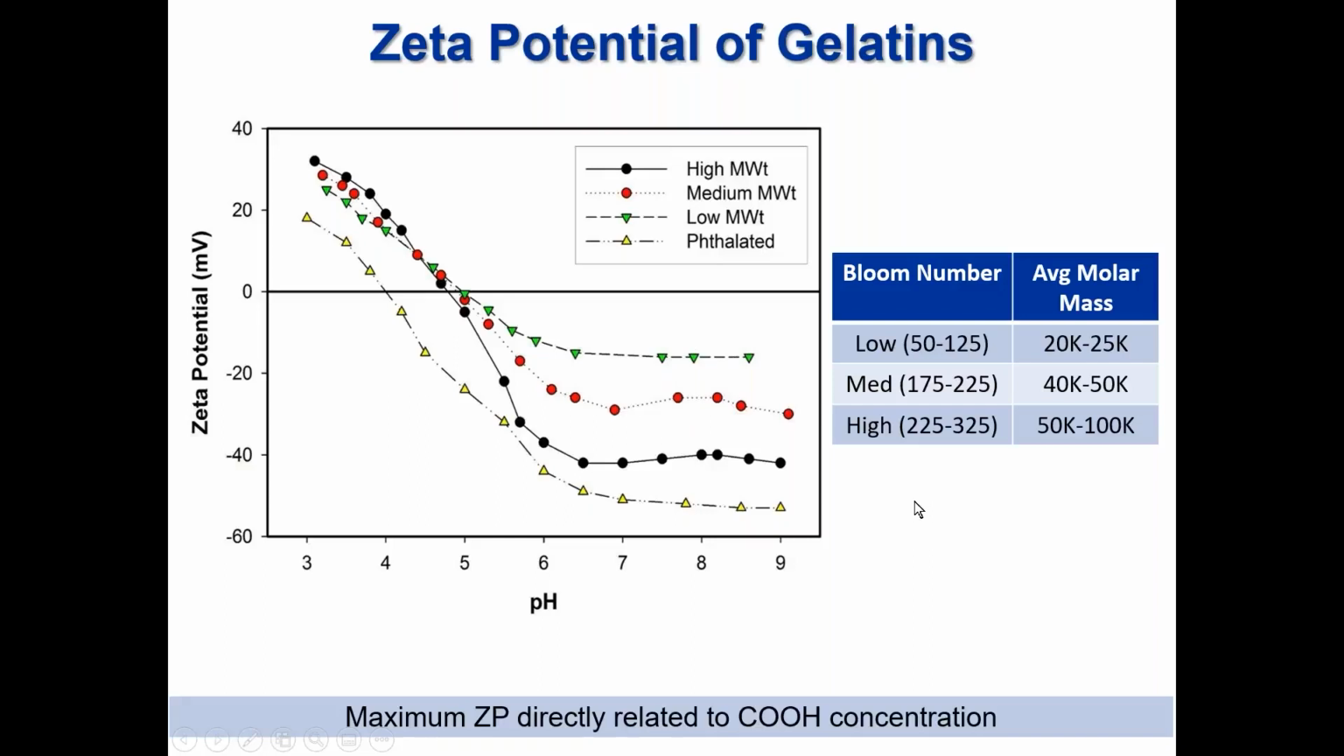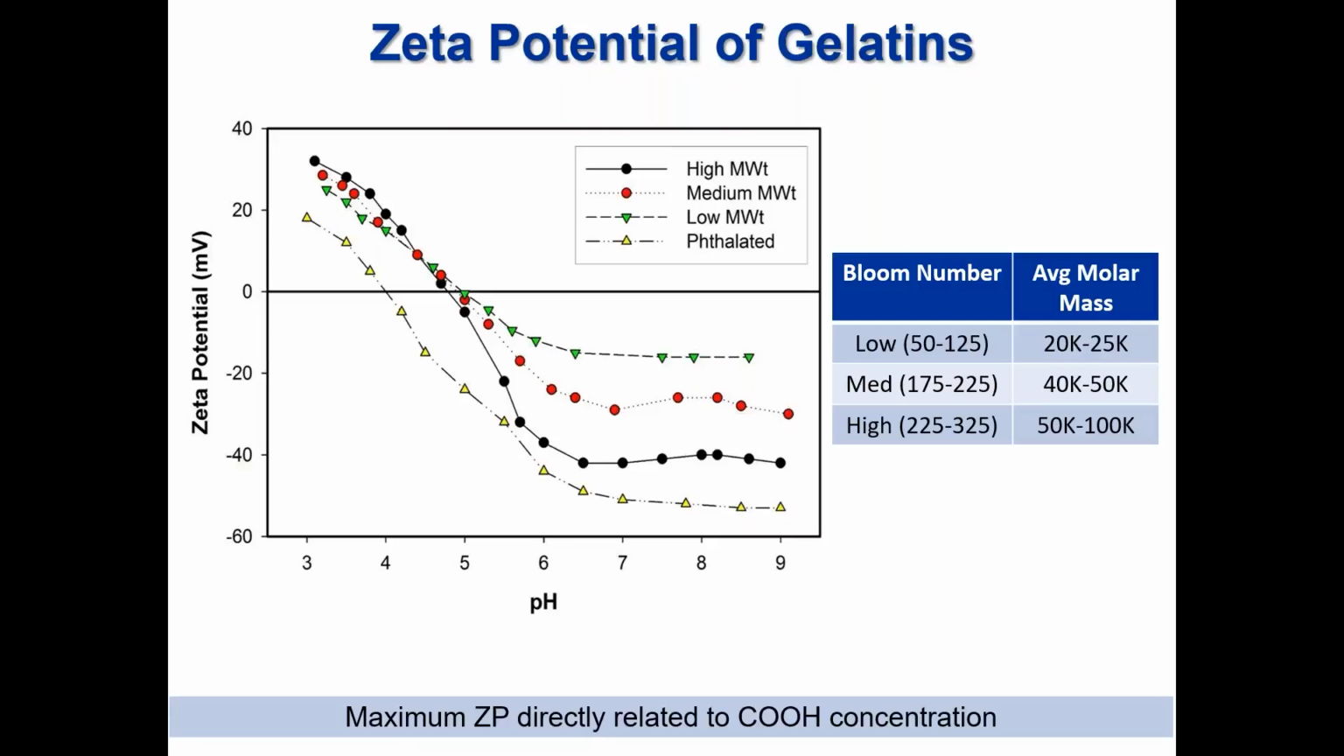The Bloom number, by the way, is an indication of the strength of a gel formed from a solution of known gelatin concentration. It's determined using what's called a Bloom gelometer. And the Bloom number increases with increasing molecular weight, but also we can see trends with maximum negative zeta potential. This last sample here is a phthalated gelatin. The amino functions are neutralized with phthalic acid. The effect is to increase the negative character and shift the isoelectric point further to the acid side. A completely phthalated surface will always be negative. Interestingly, the amount of shift of IEP can be directly related to the degree of phthalation.